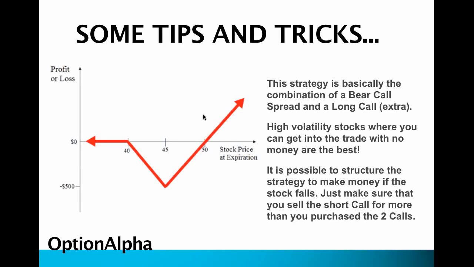Again, high volatility stocks where you can get into the trade with no money are best. Again, this trade costs us absolutely no money to get into. So think about your account size, and if you want to create a strategy that actually has upside profit potential and it doesn't cost you anything to get into, this is a great one to trade if it's on a high volatility stock. Again, it is possible to structure the strategy to make money if the stock falls. Just make sure that you sell the short call for more than you purchased the 2 long calls for. Again, that creates a little bit of a credit and helps with your overall position, creates much more of a neutral strategy going forward.